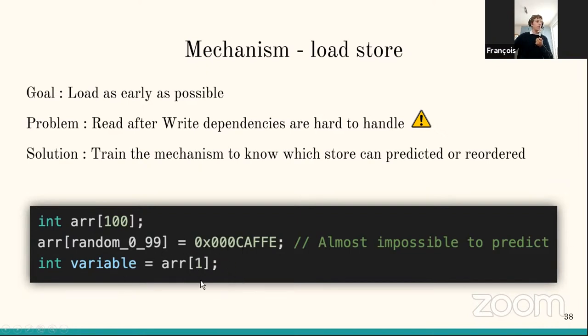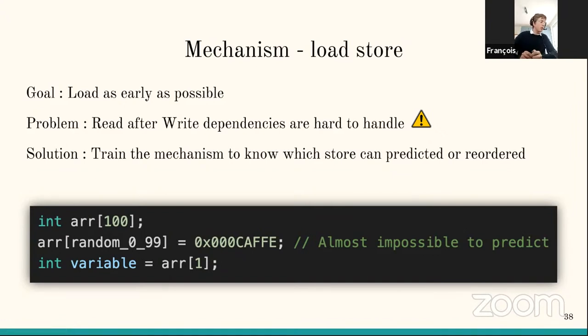But we cannot be sure to have zero, or any value, in array 1 before executing this instruction. The problem is that this instruction is random, so basically we need to wait for it. But let's assume we want to do it before, so we can maybe reorder the instruction. And then if the random 0.99 becomes 1, we just squash the mechanism and restart. So this is the problem.